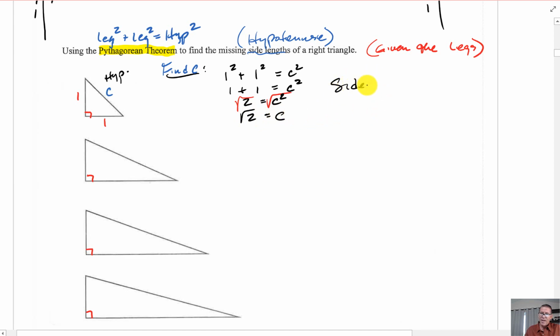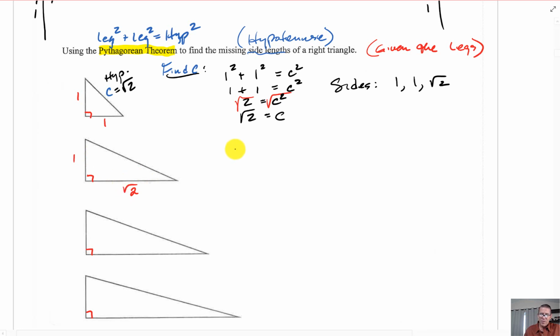So the three sides are 1, 1, and root 2. Those are the sides of the right triangle. In this case, we have an isosceles right triangle with side lengths of 1 and a hypotenuse of root 2. Now let's build on that. Let's suppose I give you the side lengths 1 and root 2. Root 2 is larger than 1, about 1.4, so put that on the longer side.